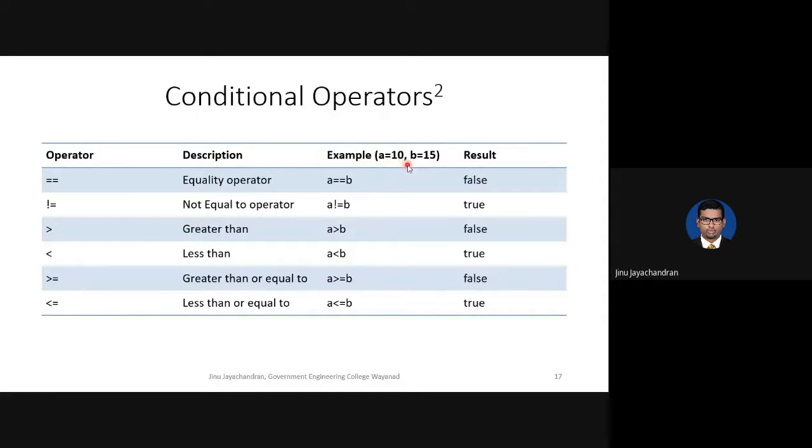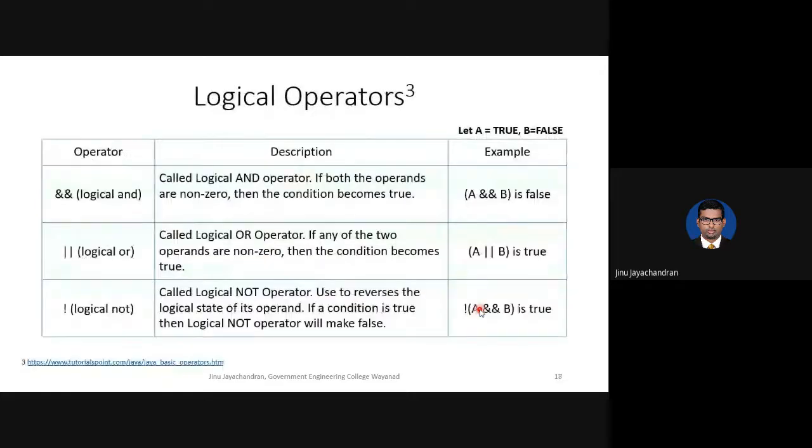If the value of a is equal to 10 and b equal to 15, what will be the output of each of these operations? Remember, the output of these operations is Boolean because you are checking a condition. So a condition can either be true or false. The corresponding result is also shown in the column next to this. So these are the conditional operators in Java.